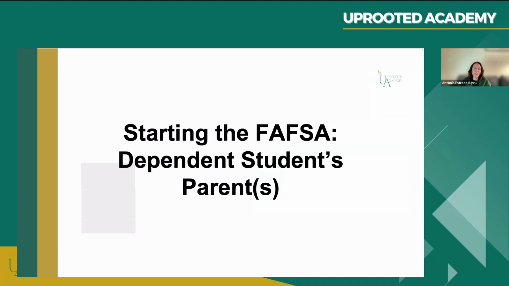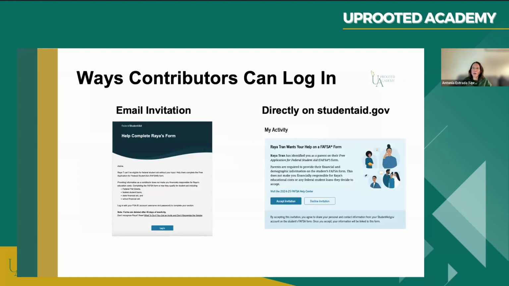Okay, so now we're going to look at starting the FAFSA from the viewpoint of the parent of a dependent student. So now we're kind of switching a little here. On the left, you can see the email invitation that a parent would see. A parent wants to check their email to find this invitation that the student has sent. The email is going to have the parent's name, and will let them know that their student can't be eligible for federal student aid without their input, that the student is going to need their consent, and that they're going to need the parent's information to be able to have the FAFSA processed electronically.